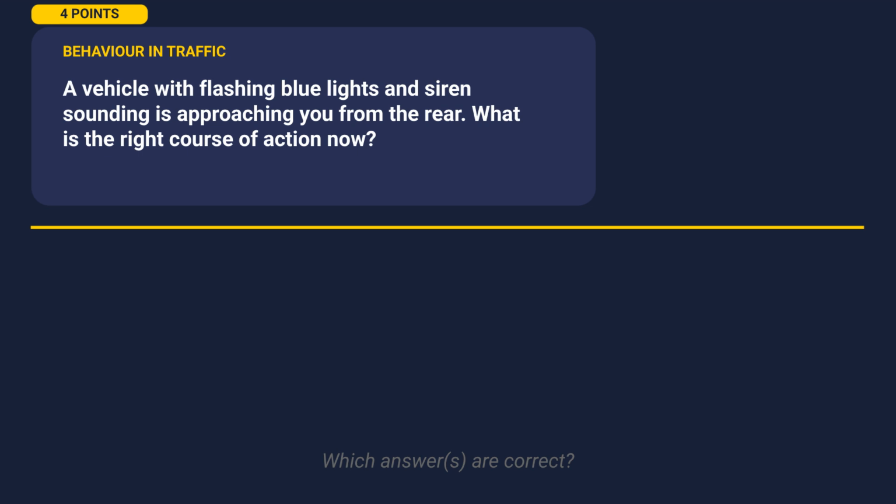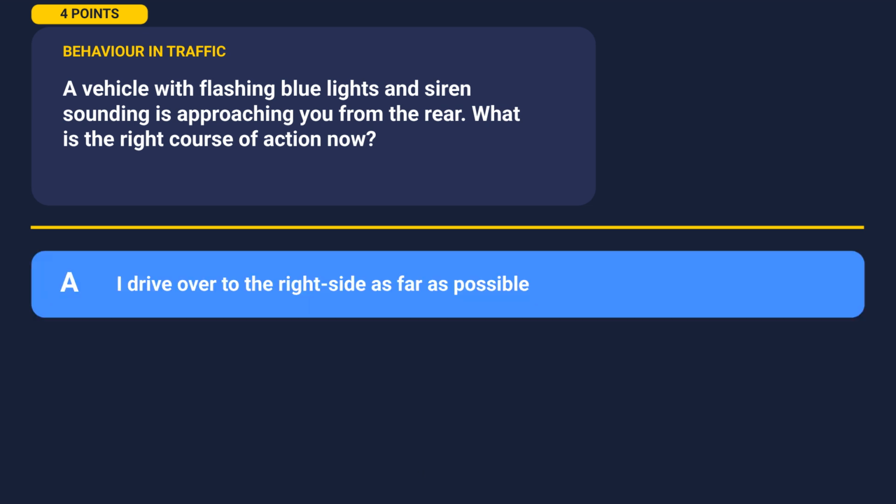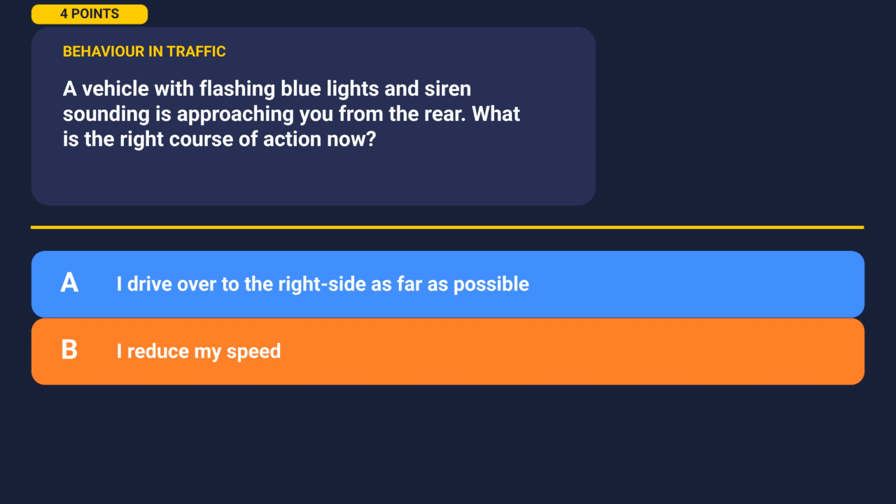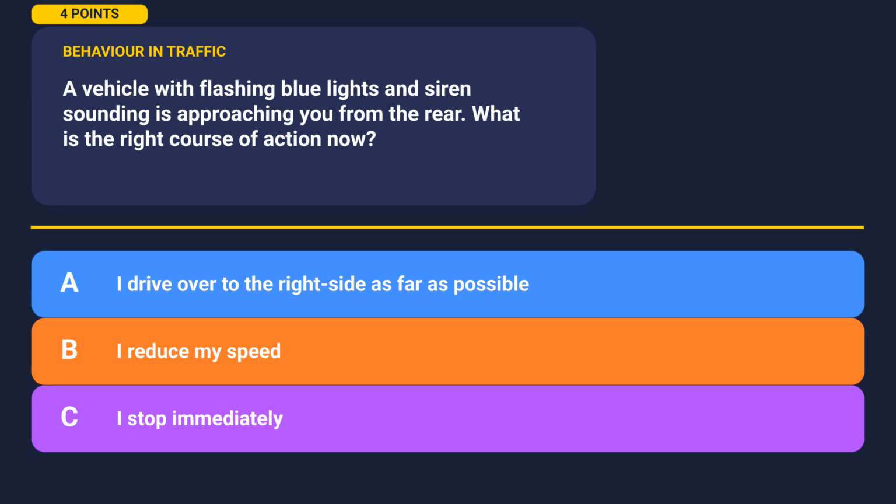On to the next one. A vehicle with flashing blue lights and siren sounding is approaching you from the rear. What is the right course of action now? Take a moment to look at the options. Option A. I drive over to the right side as far as possible. Option B. I reduce my speed. Option C. I stop immediately.